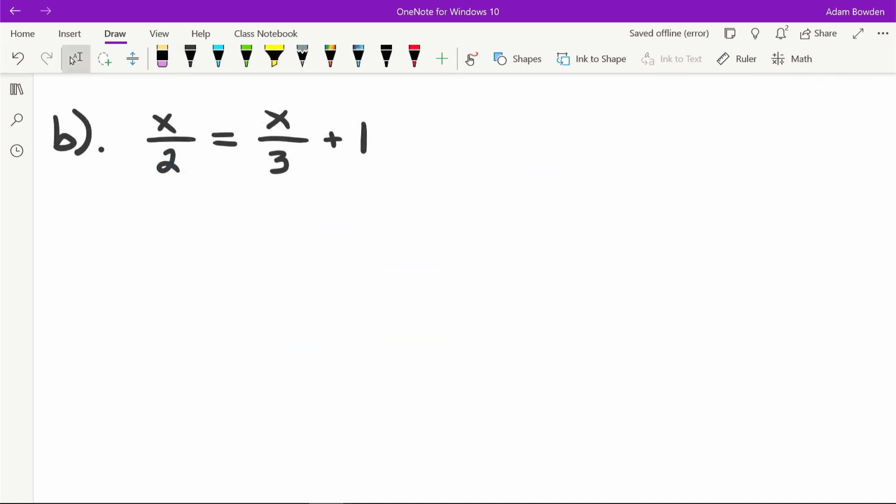On the next one, we have fractions. It goes x over 2 equal to x over 3 plus 1. So first thing we're going to do is get rid of fractions. To get rid of fractions, we have to do basically the opposite of division, which is multiplication. So we need to multiply through by something.